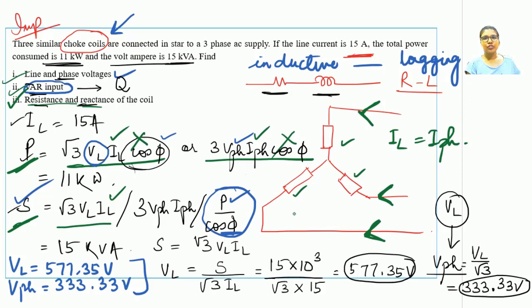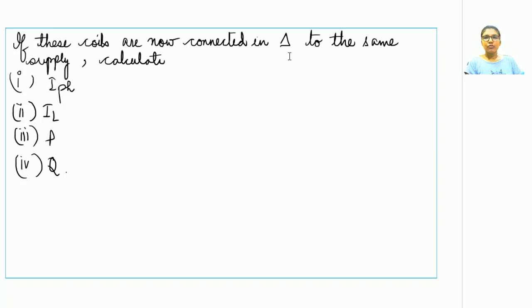I am writing down the question in a new slide. We will go with the same question. We are actually going with a continuation of this question. Now our extended question is, the same loads are being connected in delta. So we need to figure out the values of certain parameters. So I have noted the extension part of the question. Now these same coils are now connected in delta to the same supply. We are not changing the supply. So one is required to find out I phase, IL, P and Q.